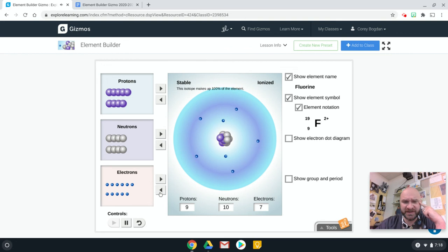So it doesn't seem like adding electrons makes that get bigger. Neutrons don't seem to have any kind of effect on that top right number, but protons do seem to make that number get larger if I add more protons. Let's go ahead and reset.